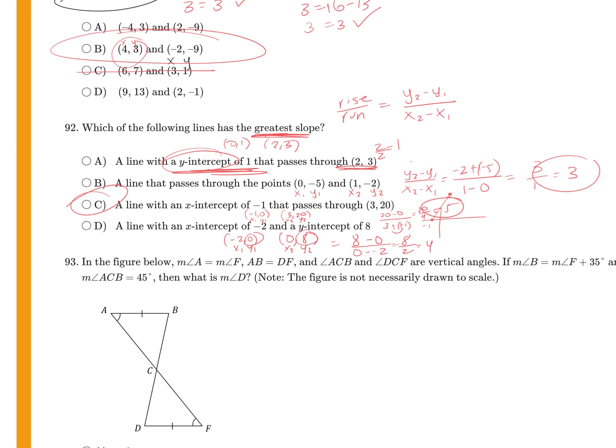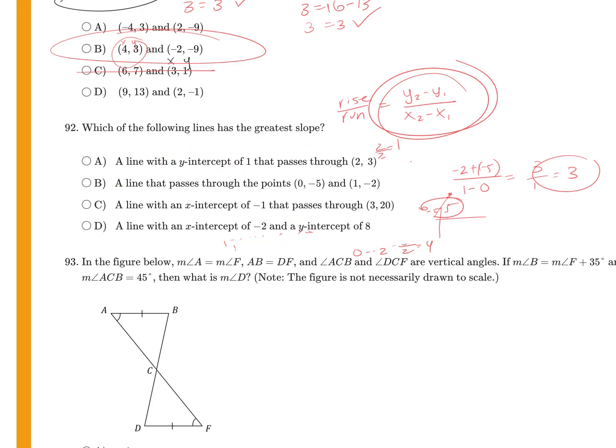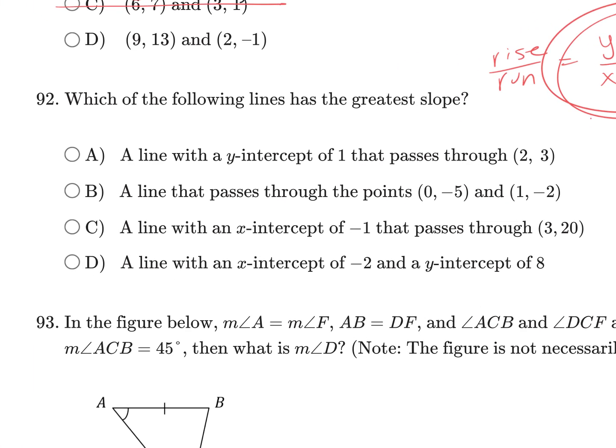For number 92, it's all about slope using this formula. And you can use that formula when you have two ordered pairs. The tricky part about this question is that they didn't give you two ordered pairs for every answer choice, only for B. So for answer choice B, you could just label them and use the formula. For the other ones, they didn't give you the two ordered pairs, but you can form the ordered pairs.